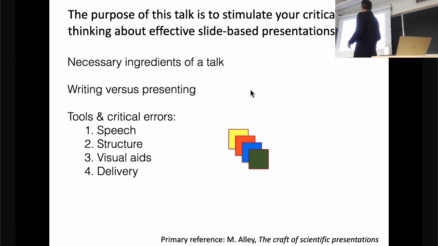So I'm going to talk first about the necessary ingredients of giving a talk, and compare presenting to writing. There are some similarities, some differences. Then I'll go through the stylistic elements of presenting, talking in each category about critical errors, common mistakes, and how you can do better. The primary reference, especially for this last part, is a book called The Craft of Scientific Presentations by Michael Alley.